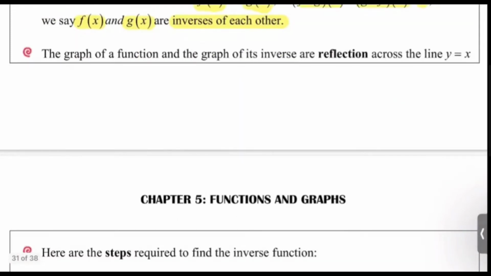Kemudian kita tengok kat sini, the graph of a function and the graph of its inverse are reflections across the line y equals to x. So kalau kita nak cari graph, kita kena make sure graph function dengan graph inverse dia, mereka adalah reflection. Reflect dengan apa? Reflect dengan line y equals to x.